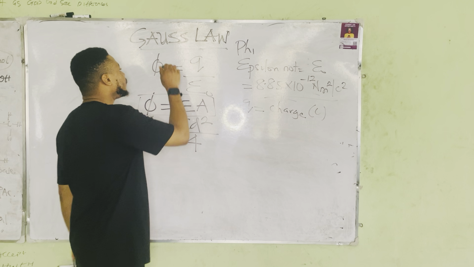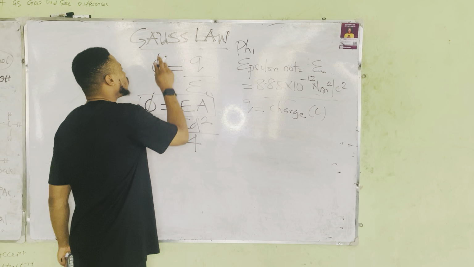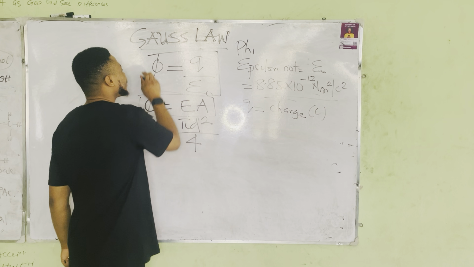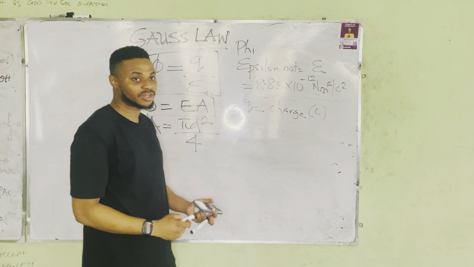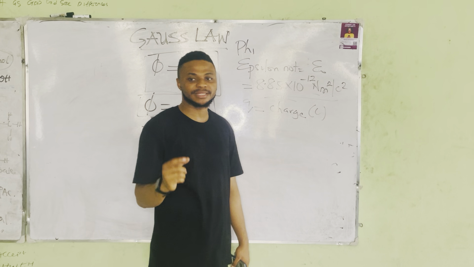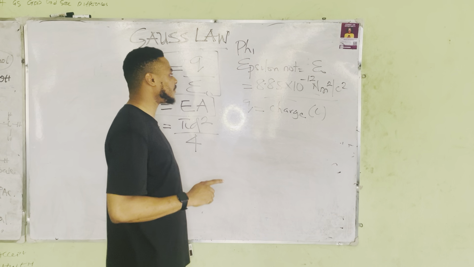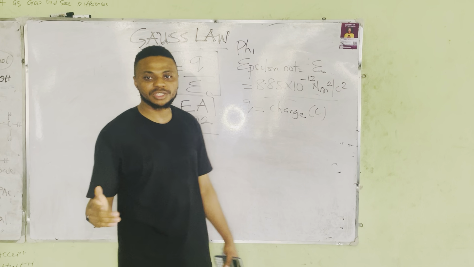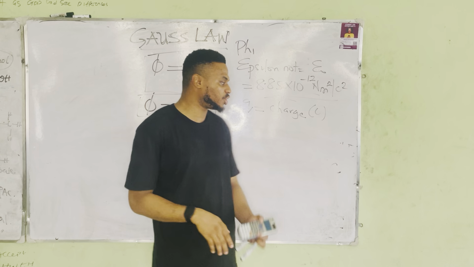But guys, if you are given charge and you're going to look for electric flux, just divide charge by epsilon naught. Don't wait for them to give you the value for epsilon naught. Have it in mind that it's a constant, 8.85 times 10 to the power minus 12 Newton meter square per coulomb square. It will not change.